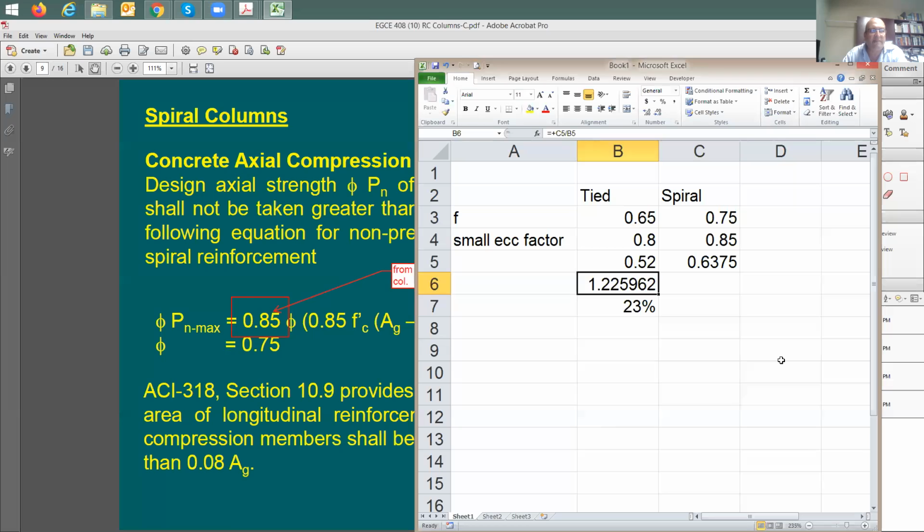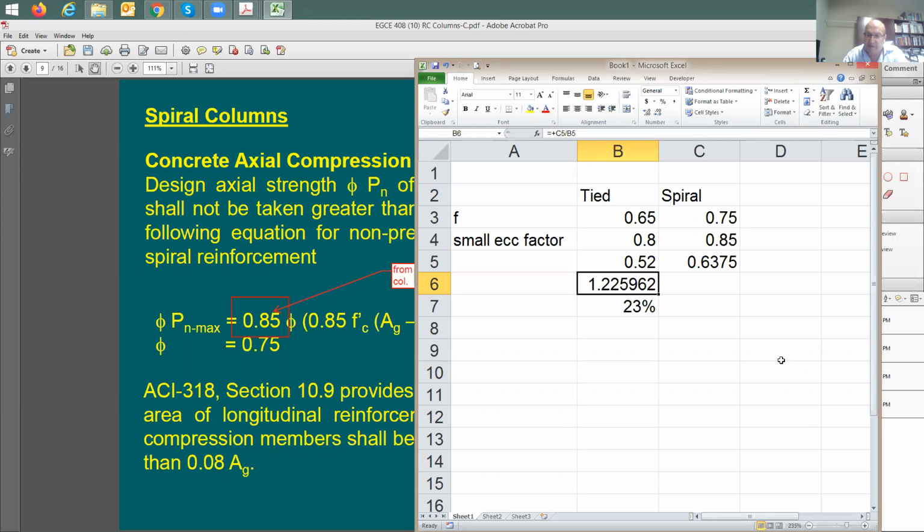Concrete strength also is going to be the same. I'm going to pick the same concrete strength. Amount of vertical steel is going to be the same. I'm going to say, here I have 8 number 8, here I have 8 number 8. Steel grade is going to be the same. You're going to say the spiral is going to be stronger. By how much? I'm going to say by 23%.